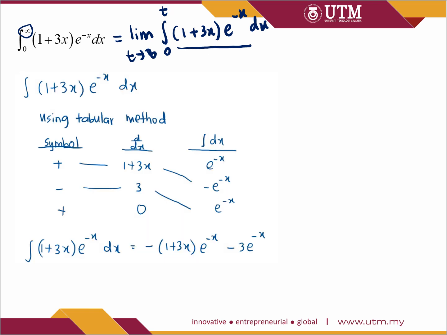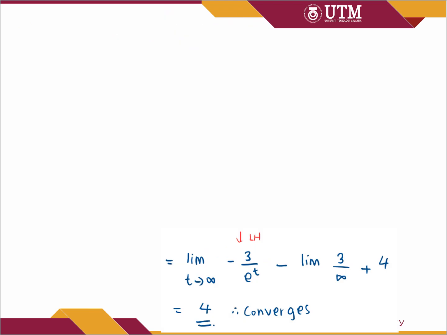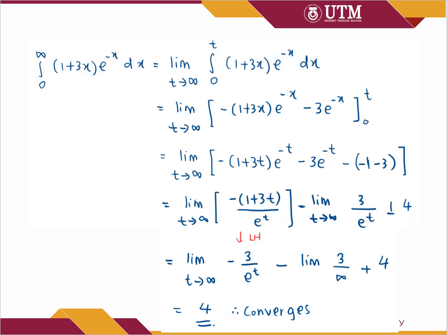First, I solve the integration without the limit. I just solve this 1 plus 3x times e to the power of minus x using the tabular method. Okay, and I got this result, meaning that this is the result from the integration. Then the next step, once I have solved the integration, I just substitute back into the limits. And this is the result from the tabular method.